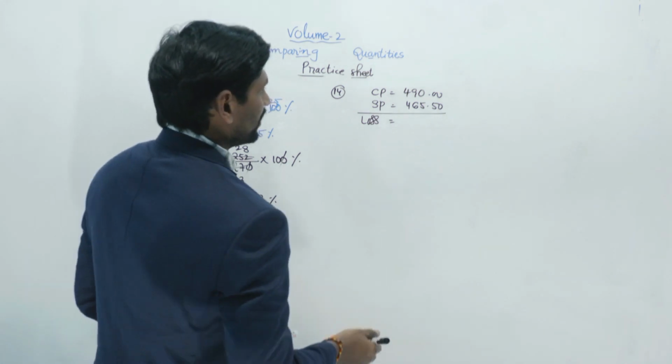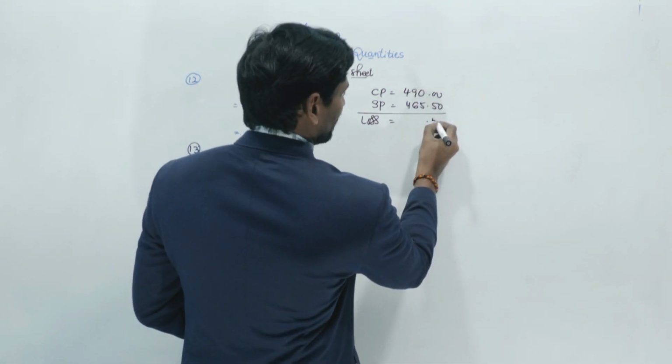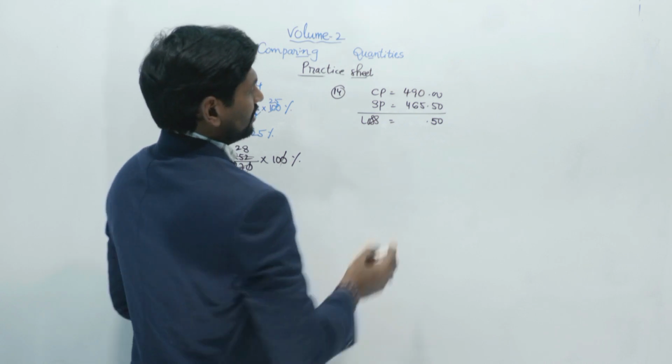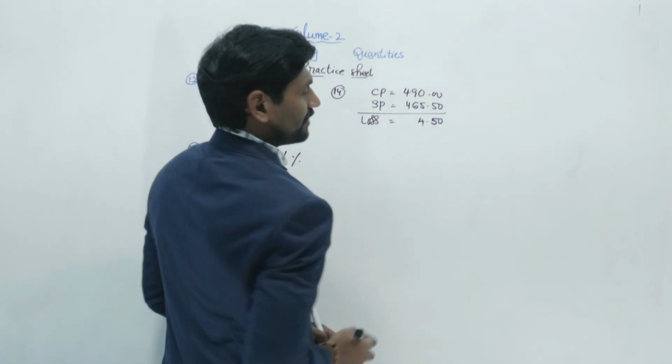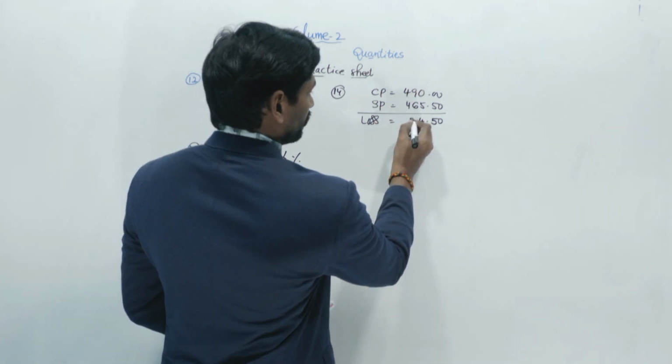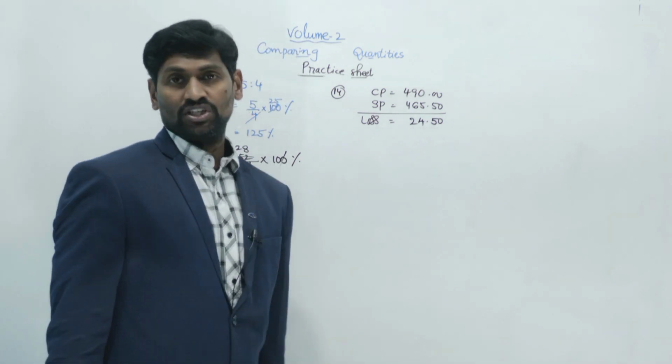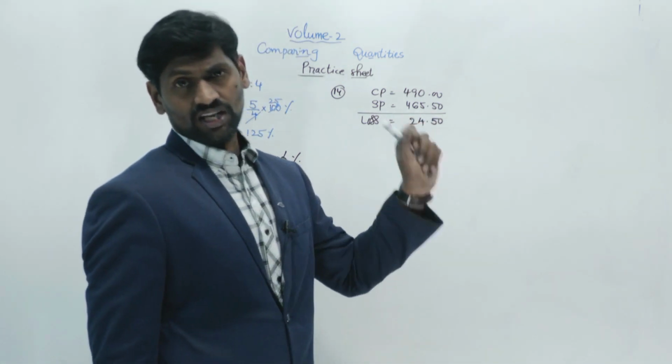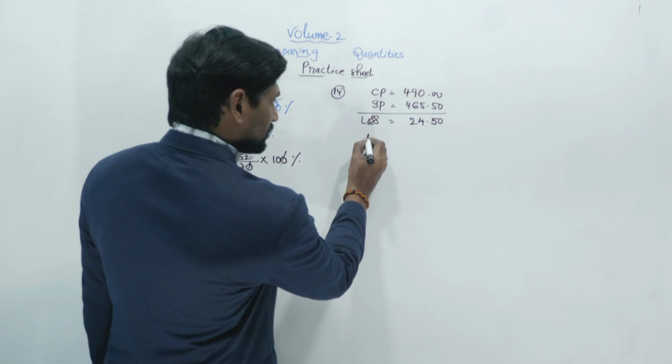Just subtract both of them. From borrow you will get that 100, it is 50. Here 9 will be 9 minus 5, 4. 8 will be 2. 24.50 is the loss. But we should find the loss percentage.